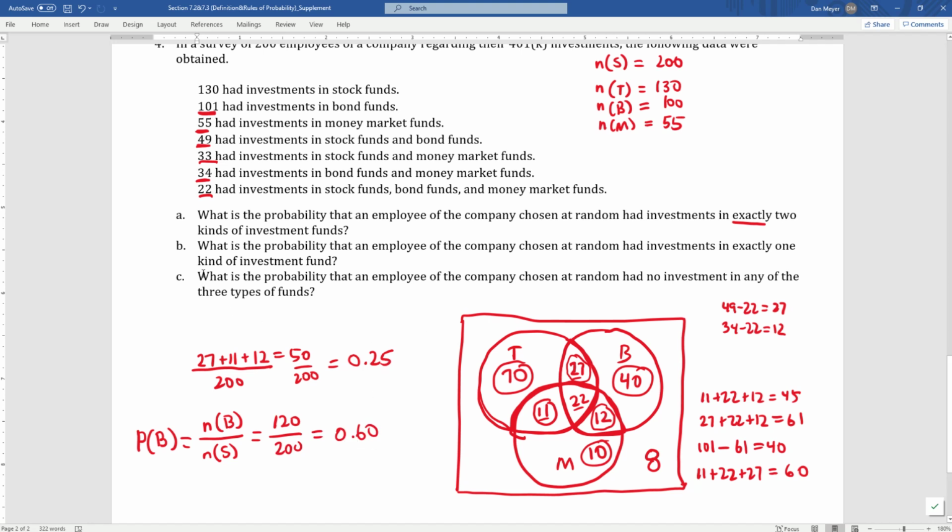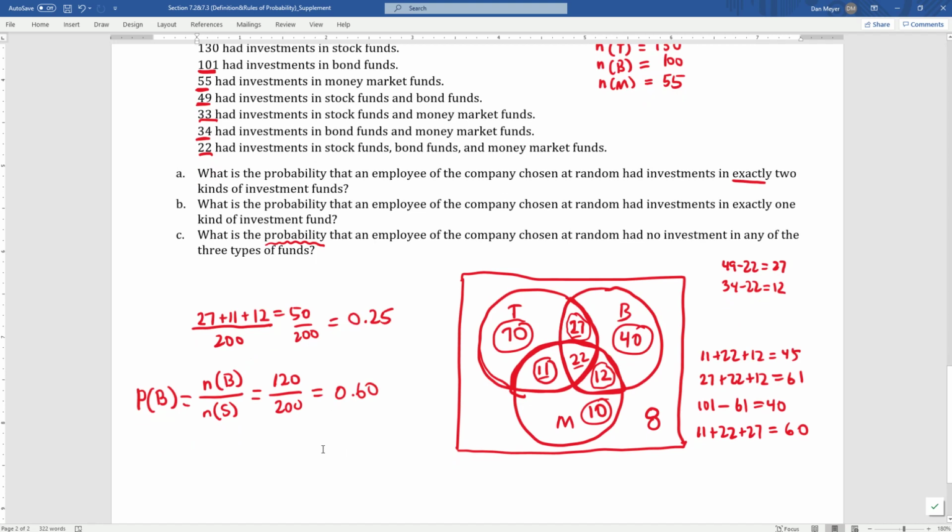And then finally in part C, what is the probability that an employee of the company chosen at random had no investment in any of the 3 types of funds? That's these 8 that we identified on the outside. So again, we're asking for the probability. One of the challenges this semester is keeping track of when are they asking me to count versus when are they asking me to give a probability. Make sure you're reading all the instructions.